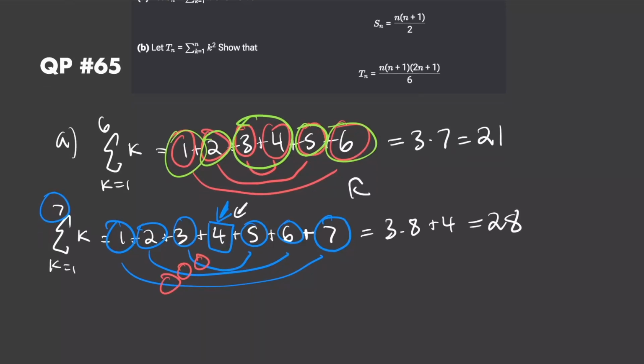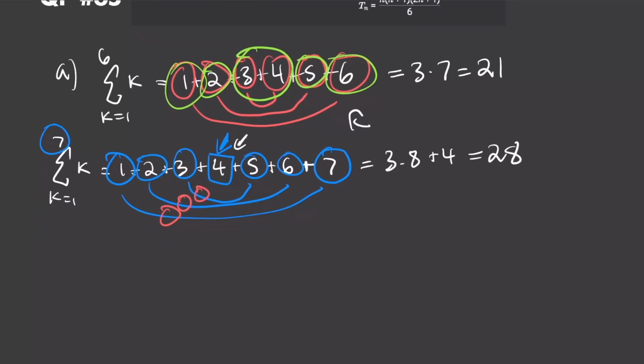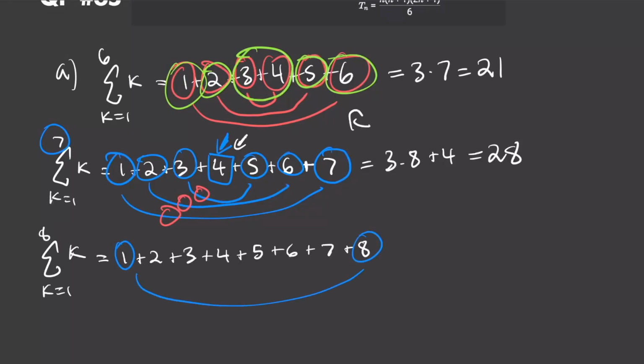Now let's just do one more where n is equal to 8, and then let's find a pattern. So I take k equals 1 to 8 of k. So again, same strategy. I can pair these numbers up here. They're going to sum to 9. Same with these here, and then same with these. So I have 4 different pairs of numbers that sum to 9. So my final answer should be 4 times 9. So that's going to give me 36.